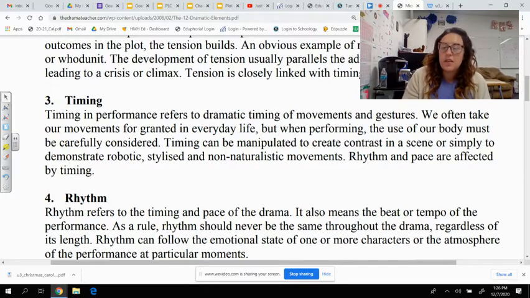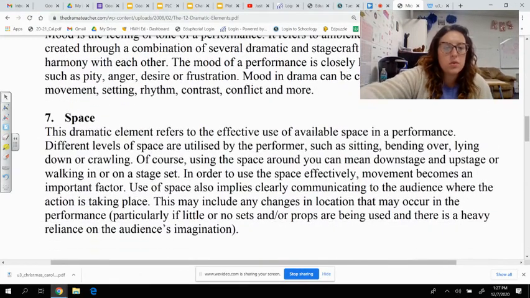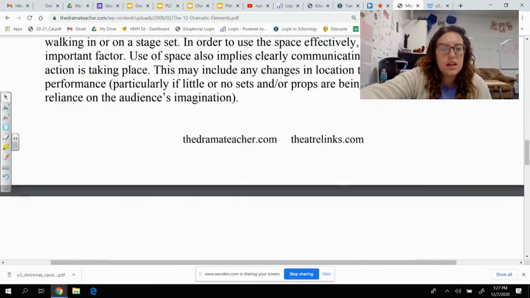Actors and actresses, we know they have to have good timing, right? Same with the layout of the story. That's kind of along with rhythm, but it needs to be set in good time. Rhythm, contrast, mood, space, we did that.